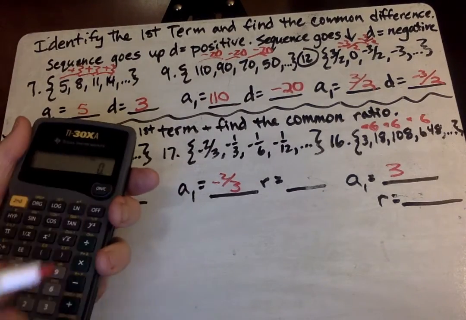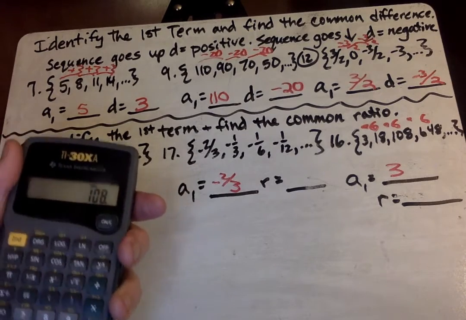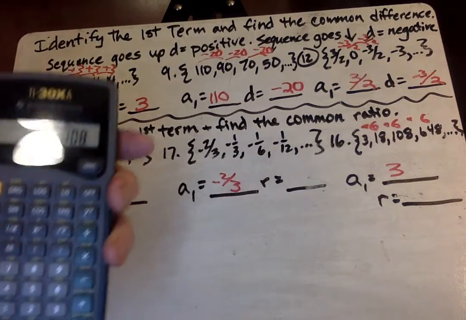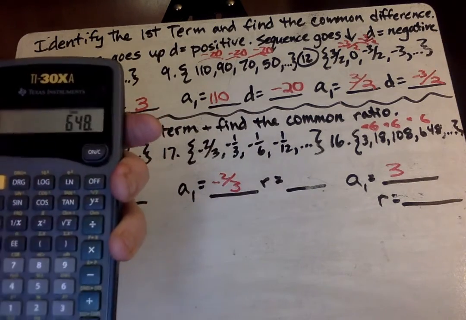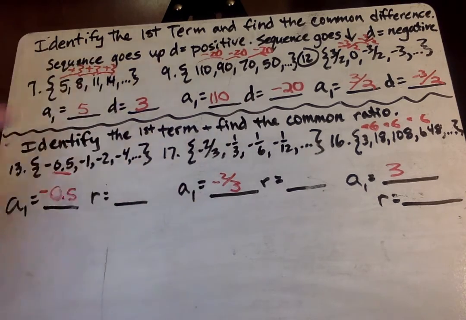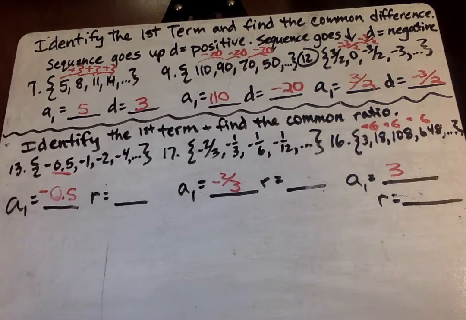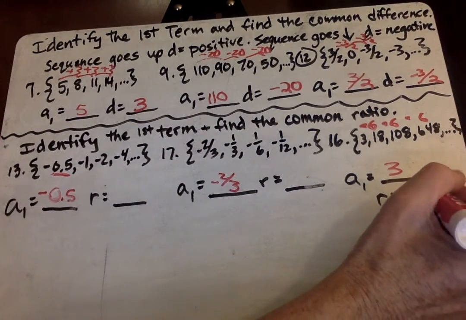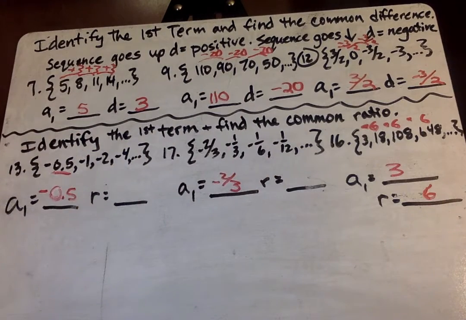So we go 18 times 6 equals 108. Then we take 108 times 6. And do we get 648? Yep. So your common ratio over here would be 6. That's what we multiply by each time. And again, that's number 16. So I started with one of the easier ones.